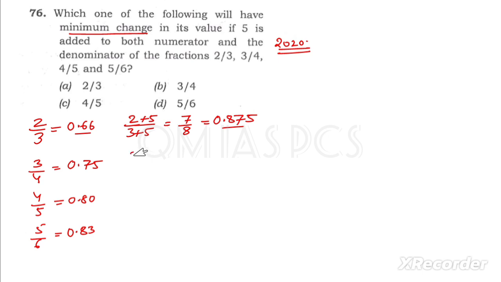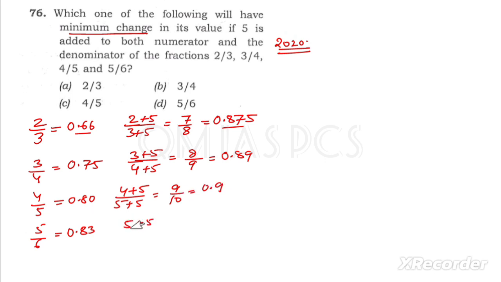Second thing is 3 by 4 plus 5 and plus 5, so it will be 8 by 9. What is the value of 8 by 9? When you divide this one, it will be 0.89. Next one is 4 by 5. So 4 plus 5 and 5 plus 5, so it is 9 by 10. Simply we can say 0.9. Last one is 5 by 6, so it will be 5 plus 5 and 6 plus 5, so we will have 10 by 11. And what is the value of 10 by 11? It is 0.909, so we can say 0.91.